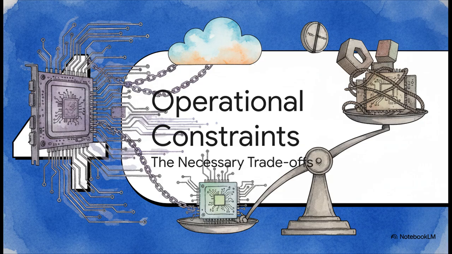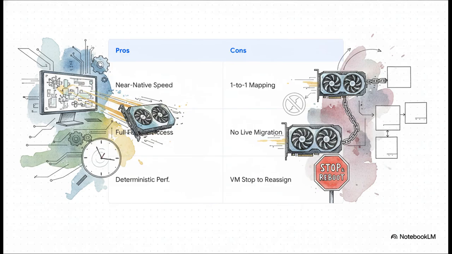Of course, you knew this was coming, right? That unbelievable performance doesn't come for free. You have to make some pretty major trade-offs in flexibility. This is the other side of the pass-through coin. This really lays out the whole dilemma, doesn't it? On one hand, you get that incredible speed, full access to every single feature on the GPU, and rock-solid predictable performance. But, and this is a big but, on the other hand, you give up some of the best parts of virtualization. It's a one-to-one mapping, so no sharing that GPU, you can't live migrate the VM to another host, and if you want to give that GPU to a different machine, you have to shut the first one down completely.